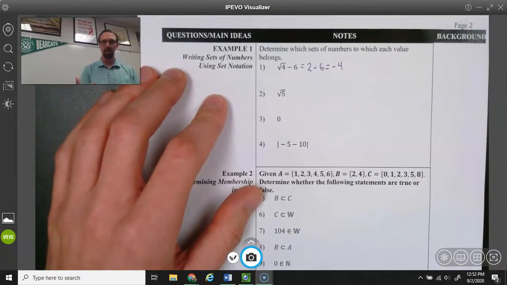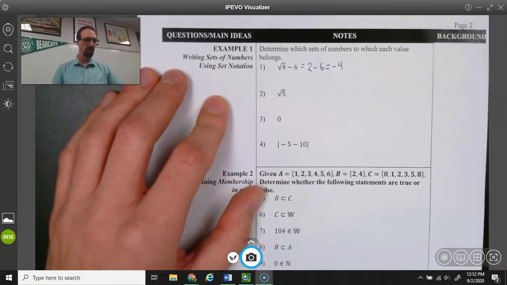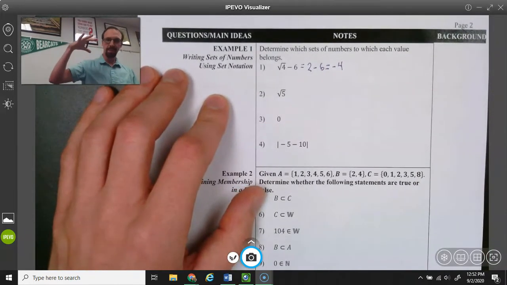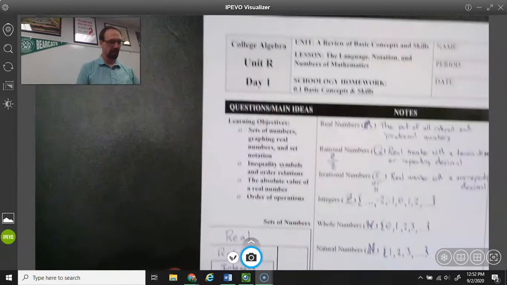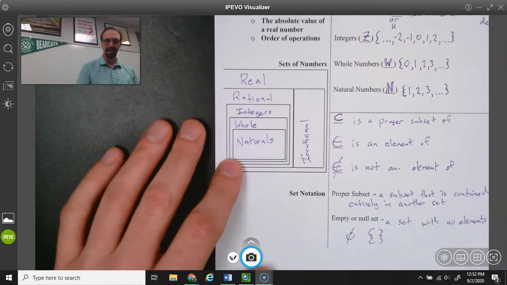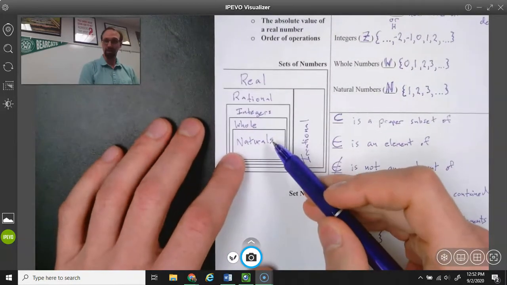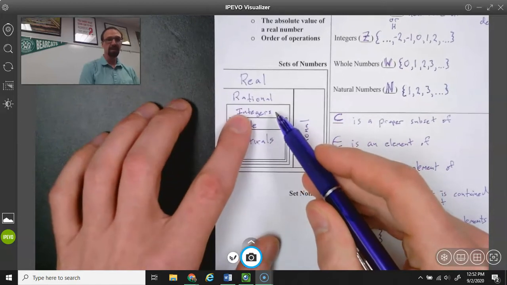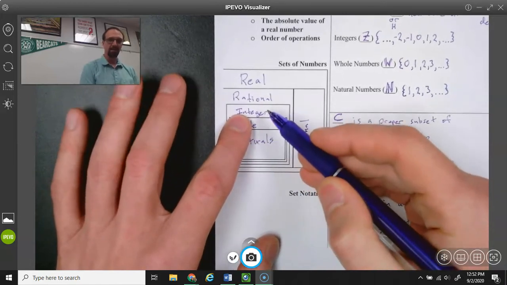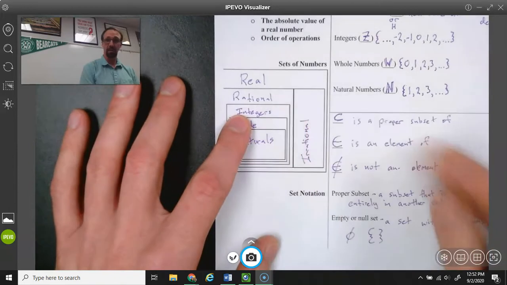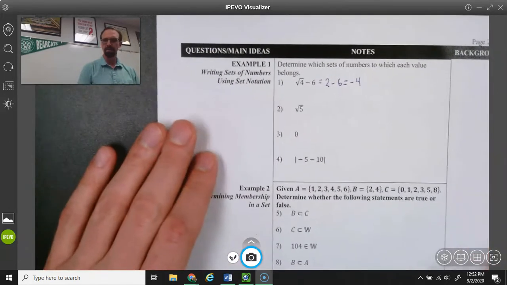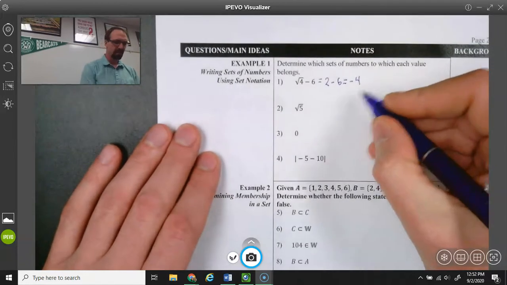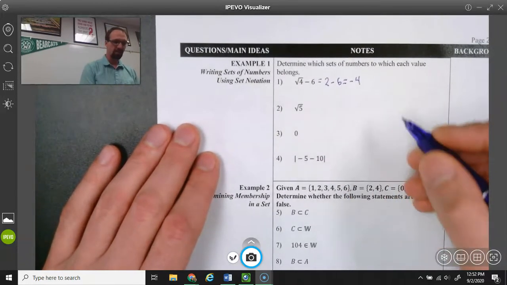So I'm thinking about, okay, which sets of numbers does negative 4 belong to? Overarching, it's actually easier to find the most specific one that it fits and then move from there. So if I go back to this side here, negative 4 is not a natural number. It's not a whole number. It is an integer. Because it's in the integers, that means it's also a rational and also a real. So I can write out all of those, or I can use the symbol to abbreviate. So the sets which negative 4 belongs to.